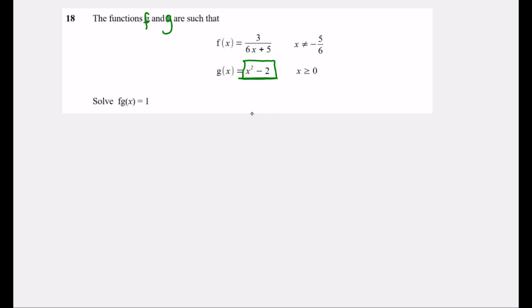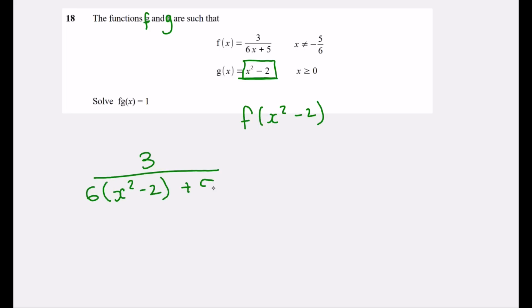So it's like having f of x squared minus 2. We're putting the whole of the g function into the f function. That means we're changing x into x squared minus 2. So where we had x, we're writing x squared minus 2, and it's equal to 1. So we're going to find out what x makes this 1. We're just going to solve the equation.